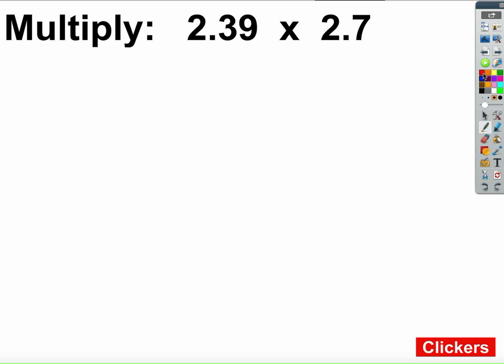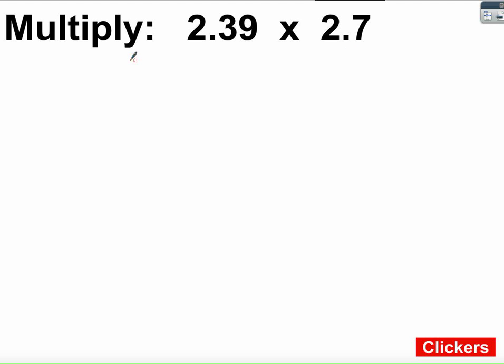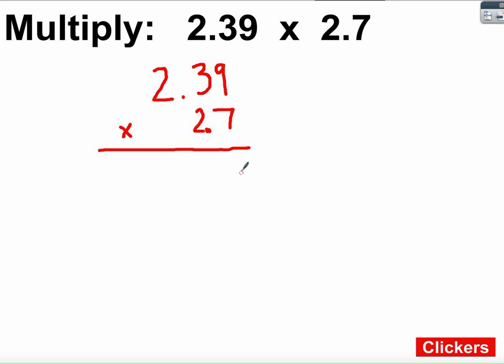Here I have 2 and 39 hundredths times 2 and 7/10. Once again, the commutative property says we could do either one first, so I'm going to put the long one on top. So 2 and 39 hundredths times 2 and 7/10. So remember, we want them all the way on the right, just like that. Okay. We don't line up decimals, so sometimes they line up, sometimes they don't.